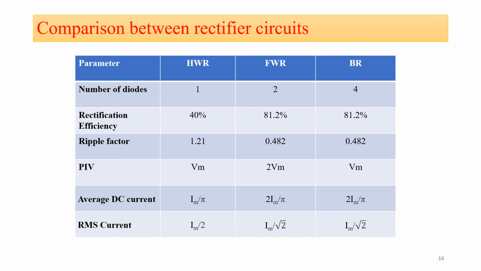So after this comparison, our conclusion is that if we compare all the parameters, the bridge rectifier is the most suitable type of rectifier to design our power supply, because of its main parameters: its rectification efficiency is 81.2%, the ripple factor is also less, only 48%, and the peak inverse voltage is again less, equal to Vm. Due to these advantages, we always prefer to use the bridge rectifier in power supply design.